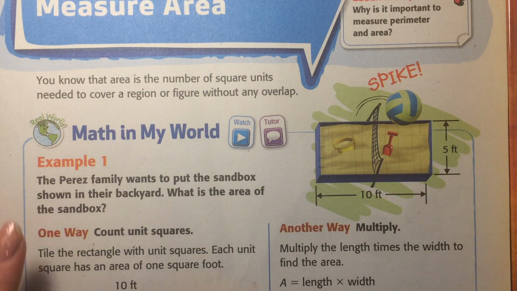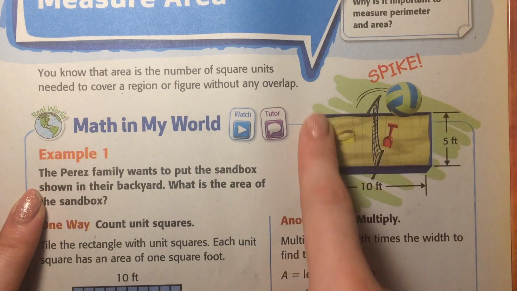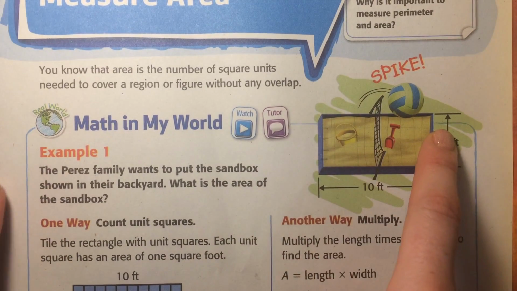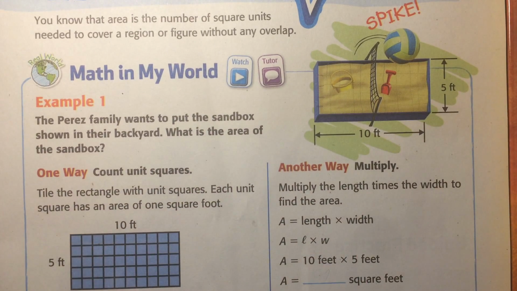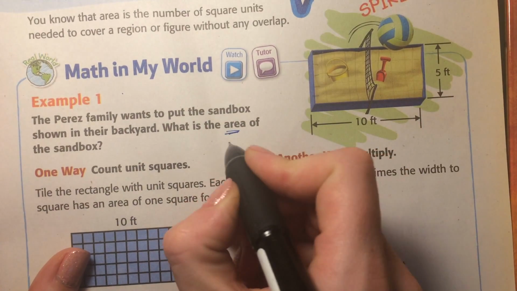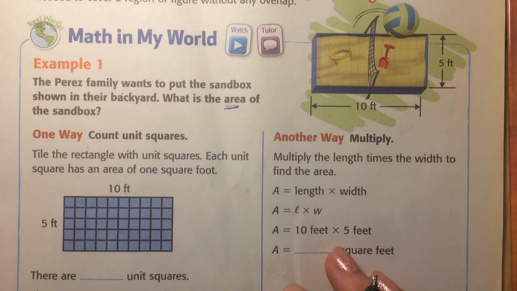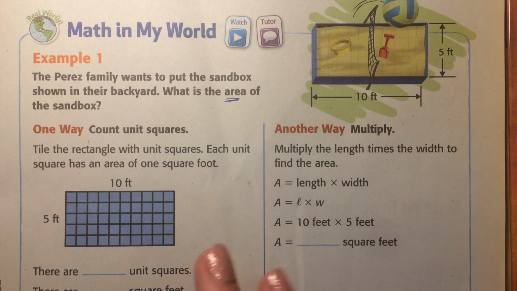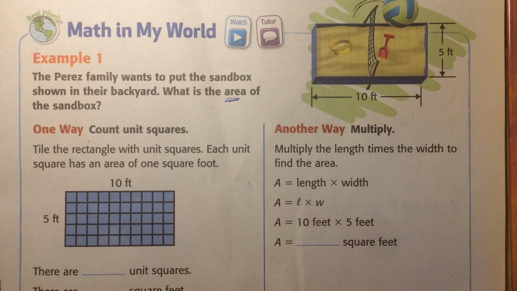All right. Let's see it in action. So the Perez family wants to put the sandbox shown in their backyard. What is the area of the sandbox? Okay, so area, inside. All right, so there's two ways to do this. One is just to count, and another is to use the math formula or the math rule. So here's how it would work if we were just counting.